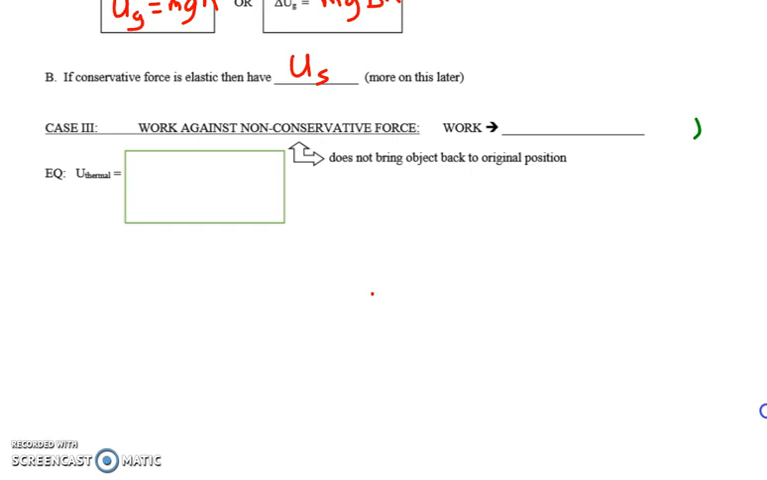Okay, so the last situation we have to do is when you do work against a non-conservative force. Non-conservative force doesn't bring the bag to its original position. The classic example is friction. Okay, so in this case, work goes to thermal energy. And thermal energy I'm going to call Q. I might change my mind later, but we'll call it Q now.